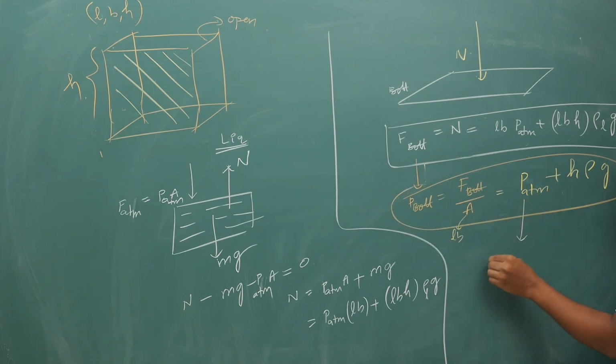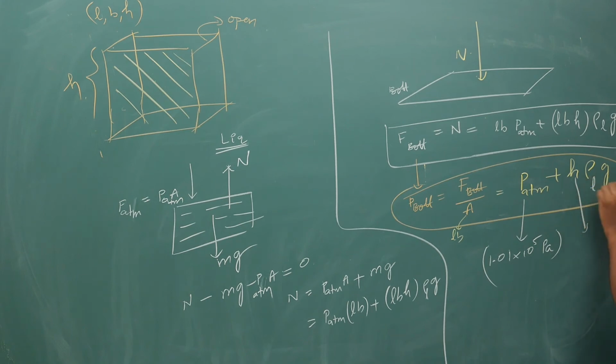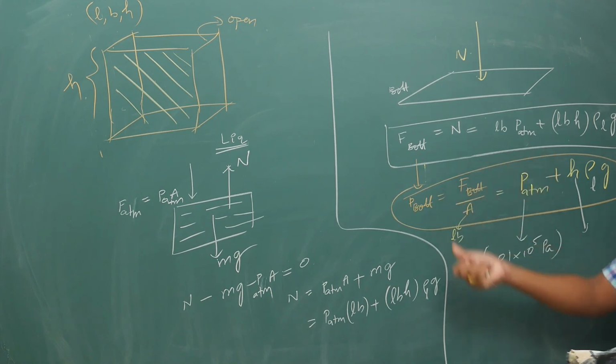This atmosphere value is usually given as 1.01 into 10 power 5 pascals. H is height, rho is density of liquid, g is acceleration due to gravity. H is the height of the liquid column. So here this part is different, this part is different. This is because of liquid alone, this is because of atmosphere as well. Getting my point, right? So if open surfaces are there, atmospheric pressure also you are supposed to consider. Now let's continue further. What is the conclusion? I will tell you.